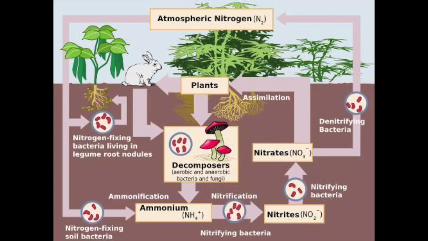There are different steps in the nitrogen process. The first is fixation. Here, the bacteria transform nitrogen into ammonium. The second is nitrification. Here, ammonium changes into nitrates. This is done by the bacteria. Nitrates are what plants will absorb.